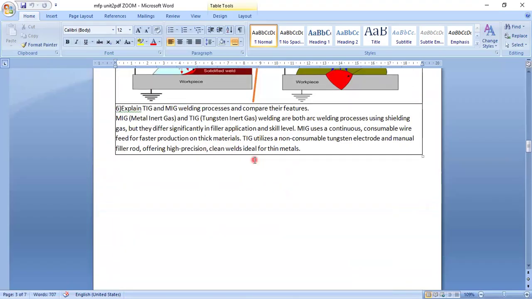I know the diagram is not clear. I will update it. So MIG means metal inert gas. TIG means tungsten inert gas. This tungsten is a filler rod, which is not consumable. Here metal inert gas is welded.